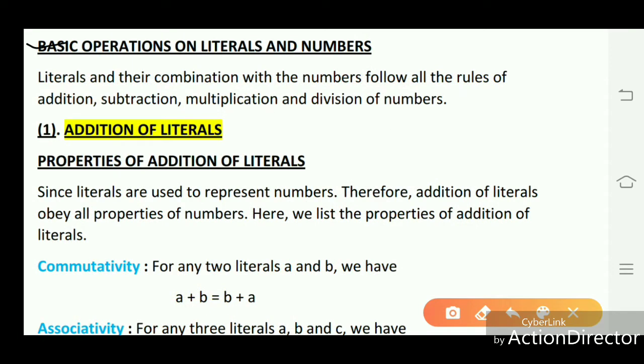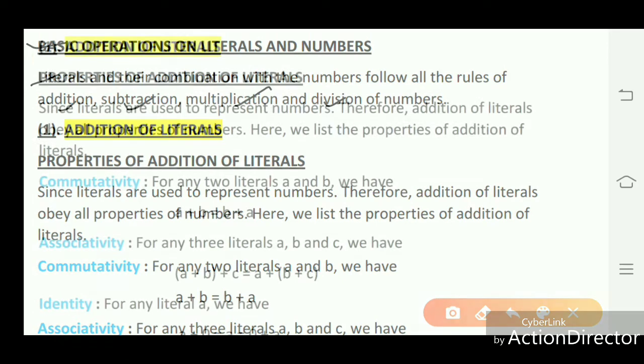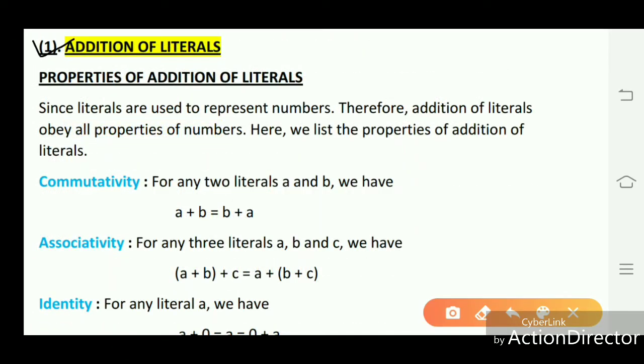Basic operations on literals and numbers. Literals and their combination with numbers follow all the rules of addition, subtraction, multiplication and division of numbers. Now, addition of literals. Properties of addition of literals. Since literals are used to represent numbers, addition of literals obeys all properties of numbers. Here we list the properties of addition of literals.